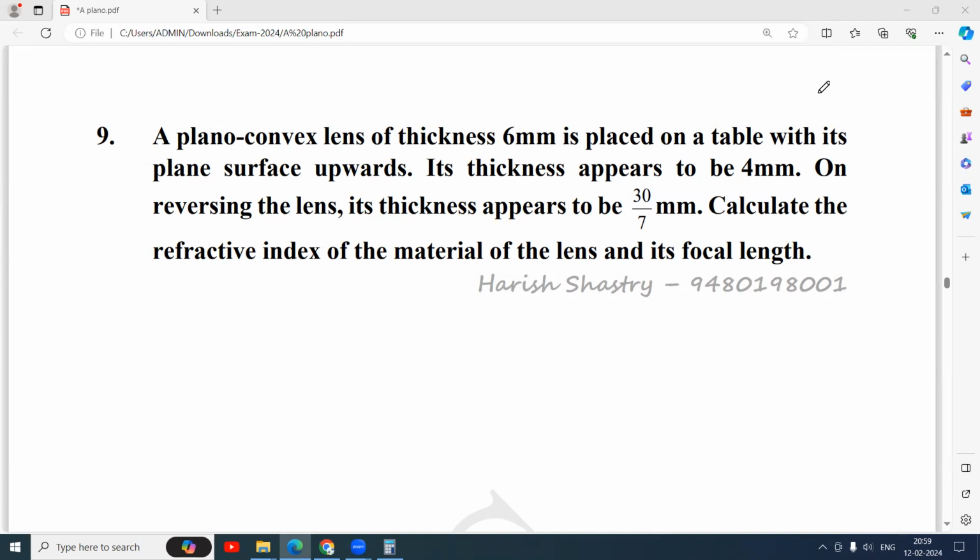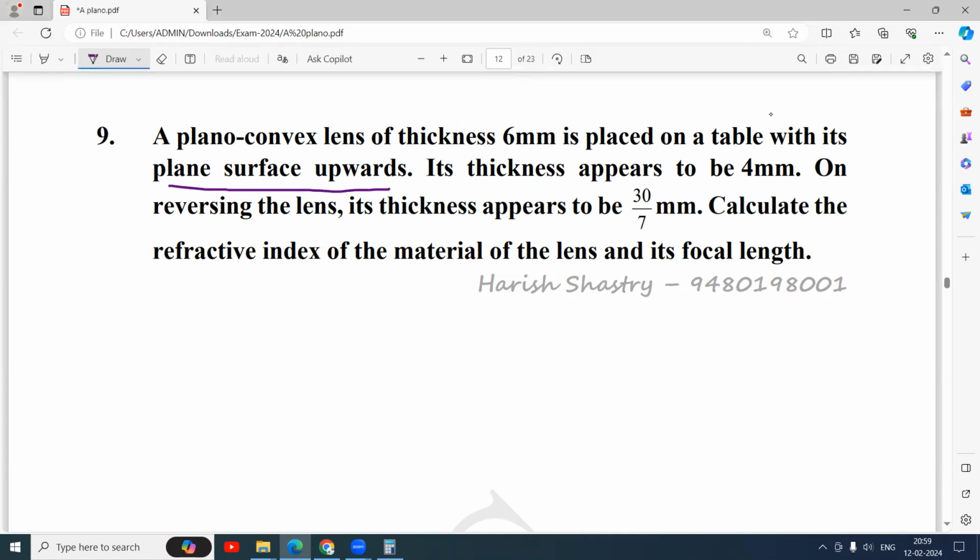Now, when the plano-convex lens is placed with its plane surface upwards, the first part is very interesting. When it is plane surface upwards, its thickness appears to be 4 millimeter. Now you can use the formula refractive index equal to real depth by apparent depth, because you are looking from the plane side. So n, the refractive index, is equal to real depth by apparent depth.